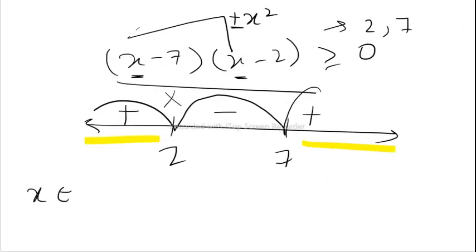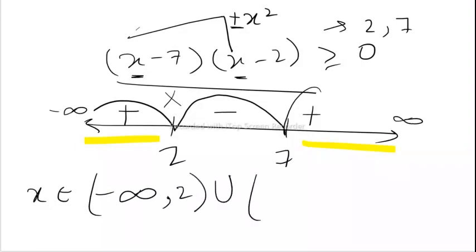But we will include, now this is negative infinity, this is infinity, I hope you know this. So the values of x are negative infinity comma 2 union 7 comma infinity. Now why did I put a close bracket over here? Because x can assume the value of 7.